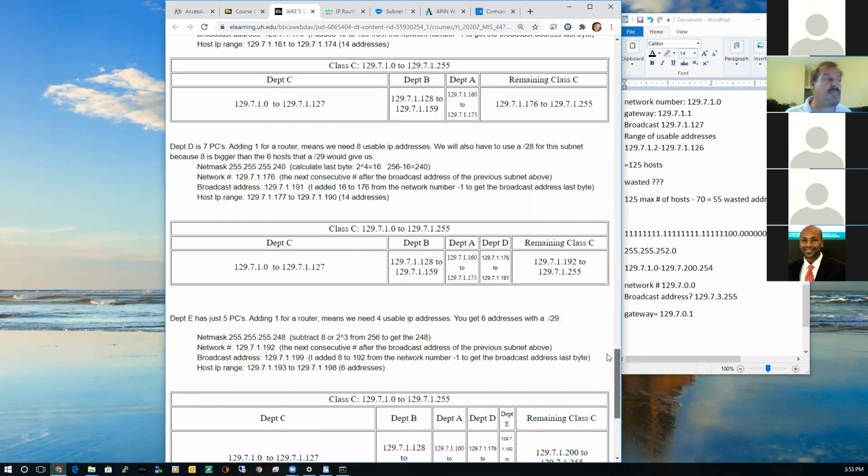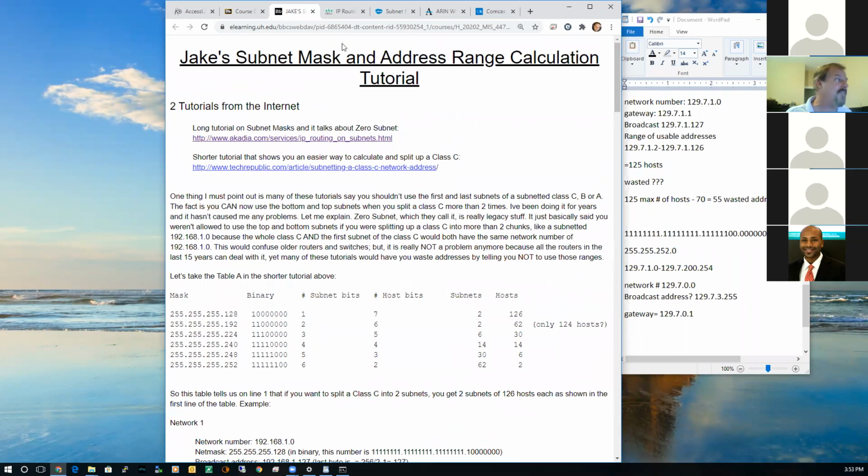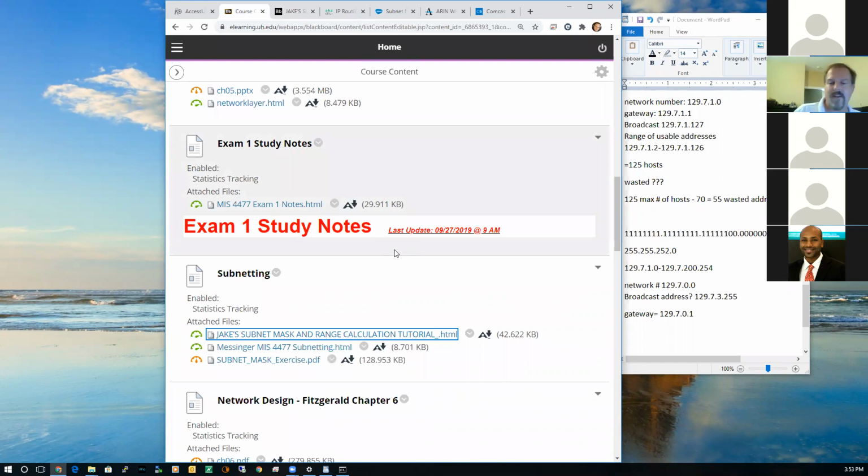See if you can conceptually understand that tutorial, and then go and actually attempt to do the subnetting assignment. And again, I recommend you do the paper version first.